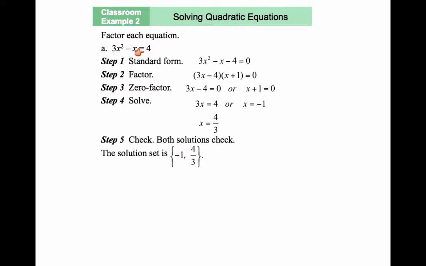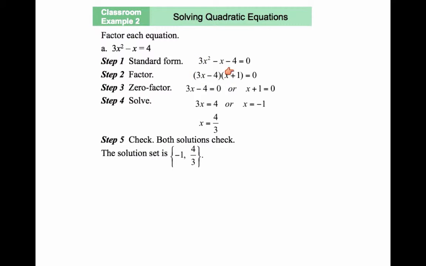Okay, here's the standard form. Step number 1, we want to make it standard form. So I'm going to subtract 4 from both sides of the equation. So let everything, all the numbers in descending order, be on the left-hand side equal to 0. And then I want to factor this.